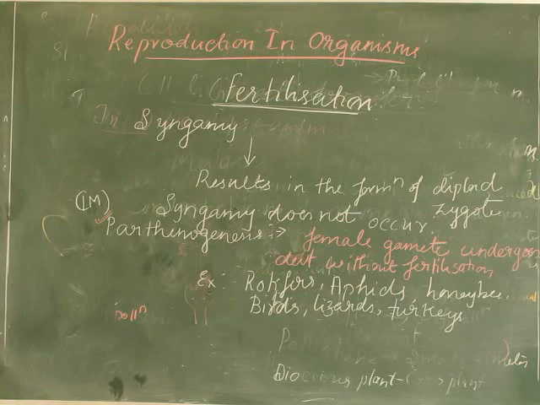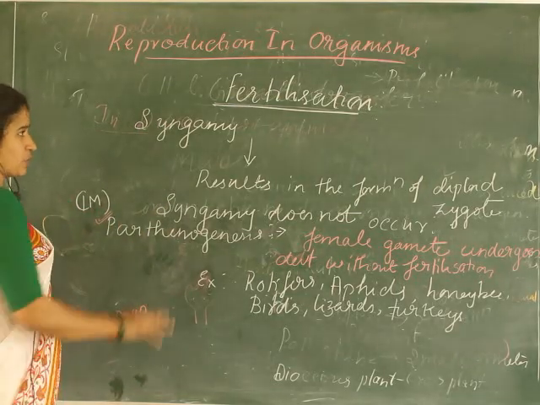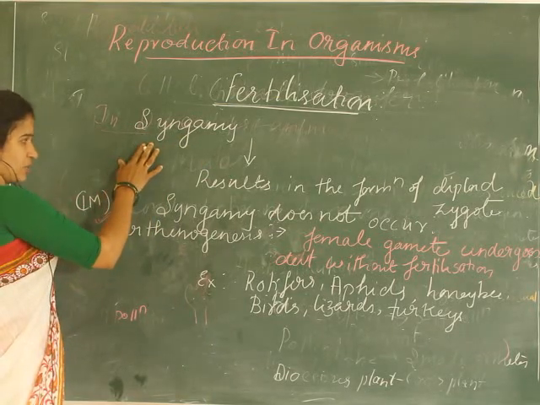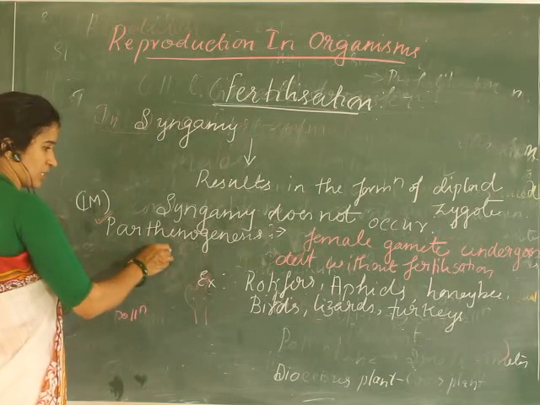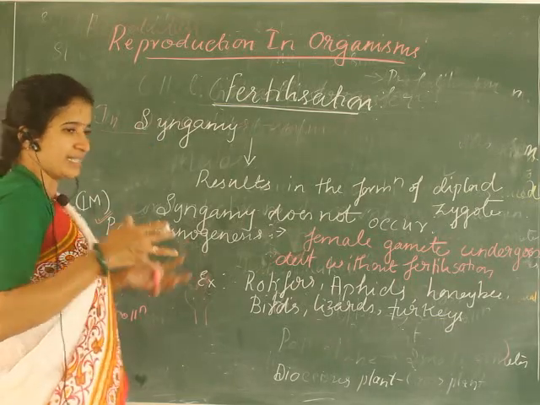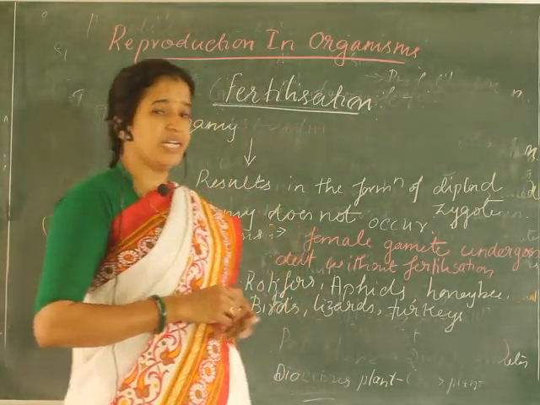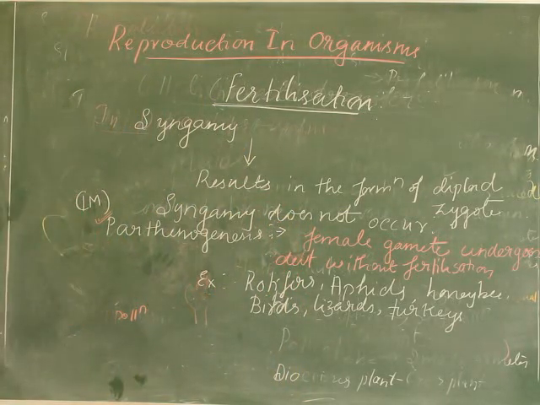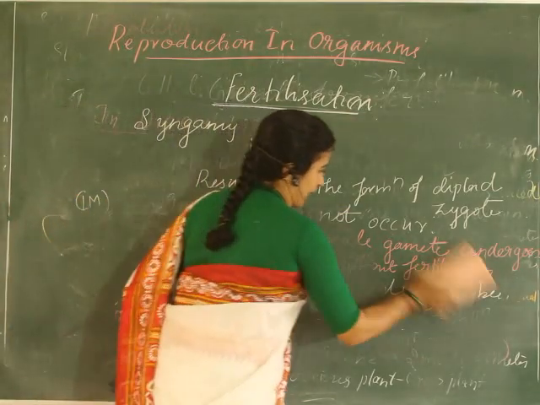Now we are going to understand where syngamy occurs. You understood that fertilization is the process of fusion of gametes, which is also called syngamy. If syngamy does not happen, we call it parthenogenesis. Next, where does this syngamy, this fertilization, take place? You might have studied a little about this topic.